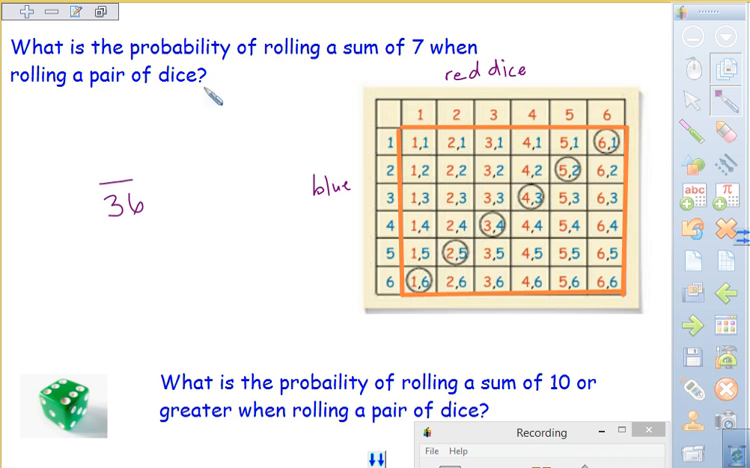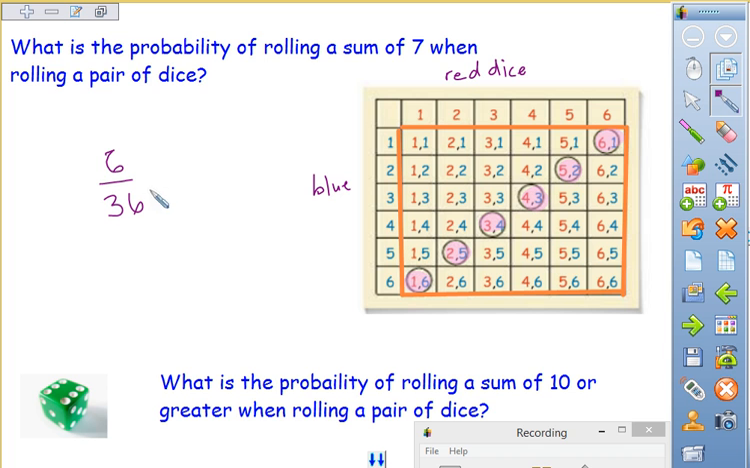So we want to figure out how many include a sum of 7, and these are the ones that are circled. 1 plus 6, 2 plus 5, 3 plus 4, 4 plus 3, 5 plus 2, and 6 plus 1. So the first 3 show a smaller red number, and the last 3 show a larger red number. So it's kind of like they're just opposites of each other. A red 3, a blue 4, a red 4, a blue 3. So we have a total of 7, or excuse me, 6 if you count.